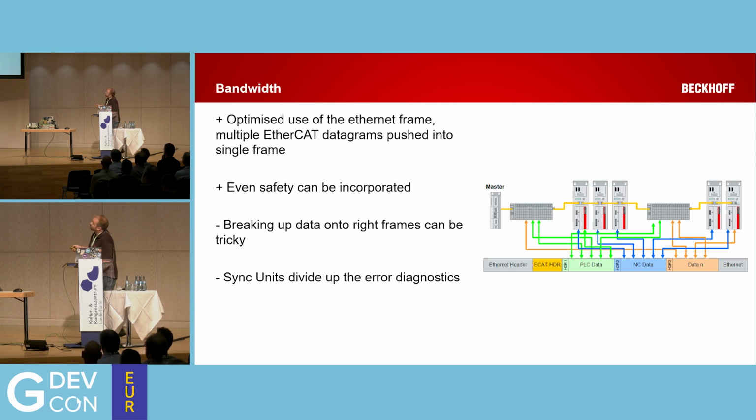For a black channel, we can also include safety in this. So you can include what's referred to as FSoE, or Fail Safe over EtherCAT communication, which allows us to push both normal PLC, motion, and measurement data alongside safety data. And that sounds brilliant. You're sort of there going, brilliant, they've got this massive field bus with lots of bandwidth, but there are a couple of things you need to be aware of when you do this.